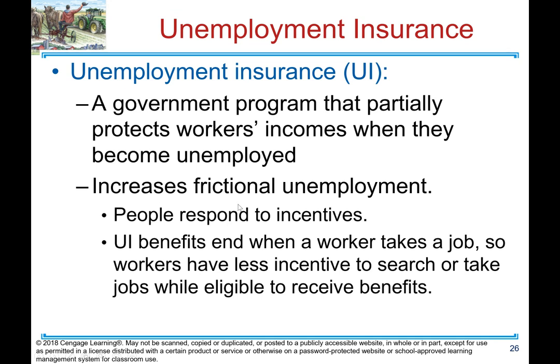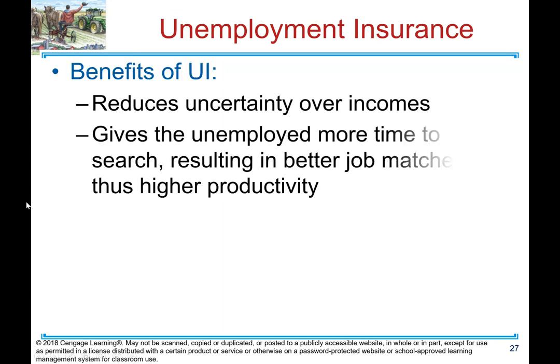It increases frictional unemployment. People respond to incentives. If you give them an incentive to stop working, they will stop working. Unemployment insurance benefits end when workers take a job, so workers have less incentive to search or take jobs while eligible to receive benefits. Benefits of unemployment insurance: it reduces uncertainty over incomes and gives the unemployed more time to search, resulting in better job matches and thus higher productivity.